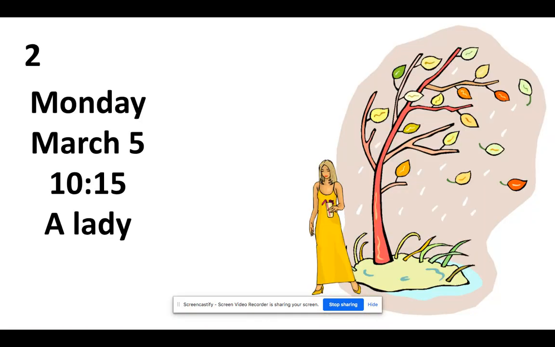So here we go. Number 2, the second one we're doing, Monday, March 5th, 10:15. Look at the weather. It looks like wind, right? There's wind blowing. It's windy. A lady. So go ahead, you can press pause and write, and then in a second I'll turn it to the solution for you, to the answer, the correct paragraph.